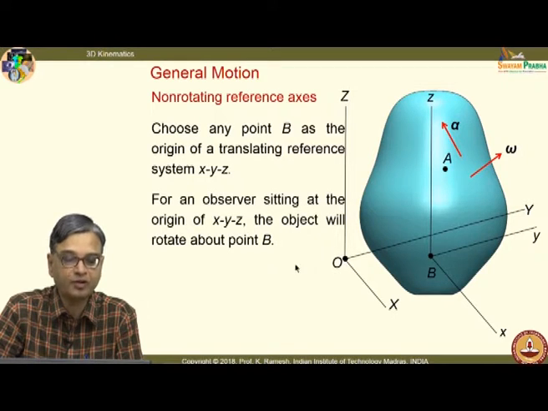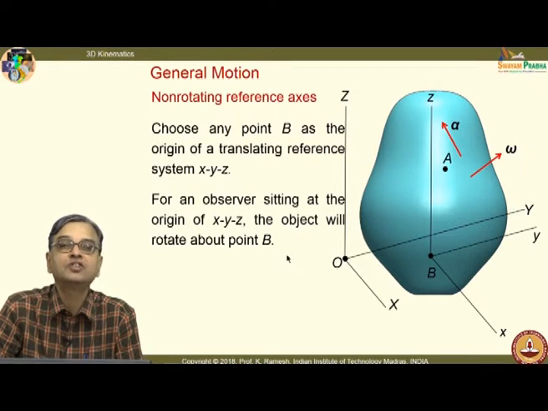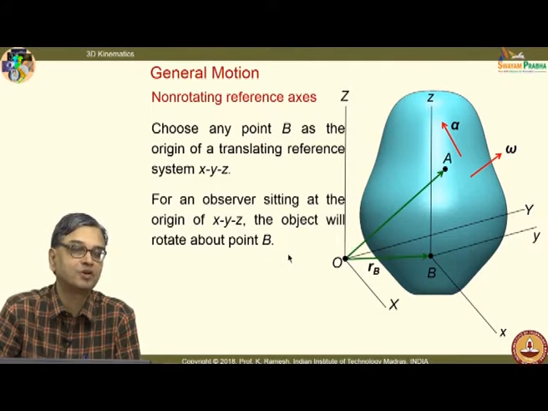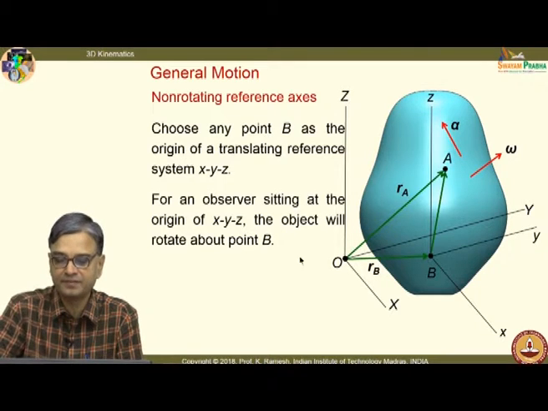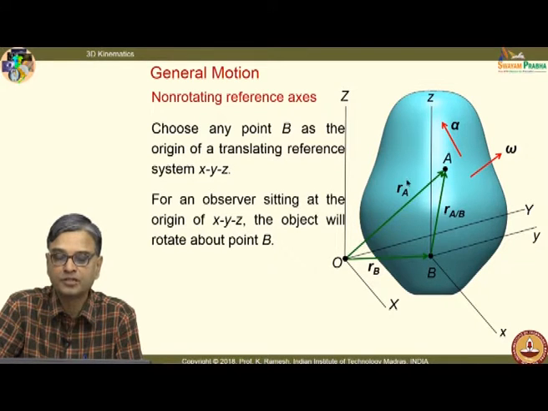Here also the object will rotate about point B. Instead of a circle, you would see that as a sphere, because we are looking at 3 dimensions, that is the only difference. So, similar to the earlier one, we put the position vector r_B, position vector r_A, and we are considering a rigid body. So, the distance between points B and A remains fixed, and that is given as the position vector r, or you can also qualify it as position vector r_A with respect to B.